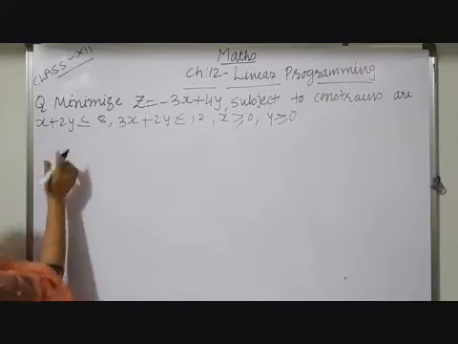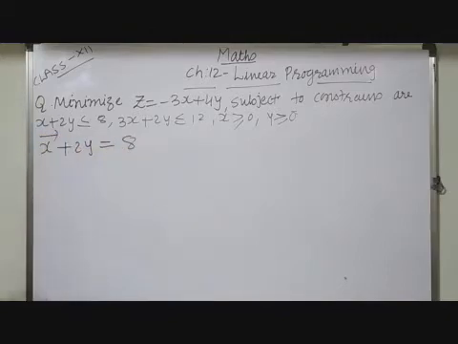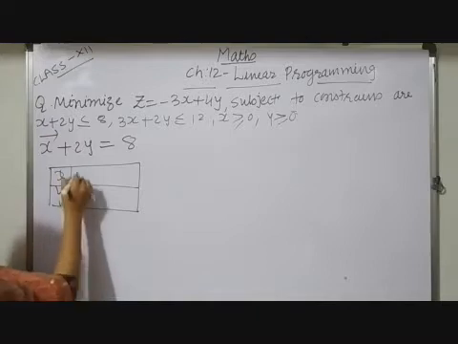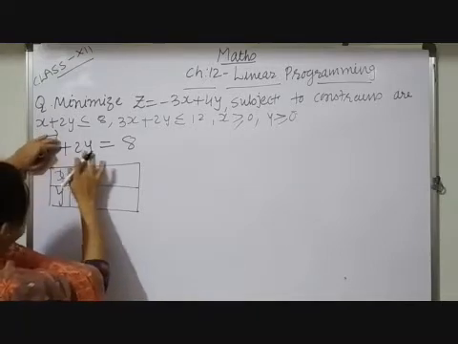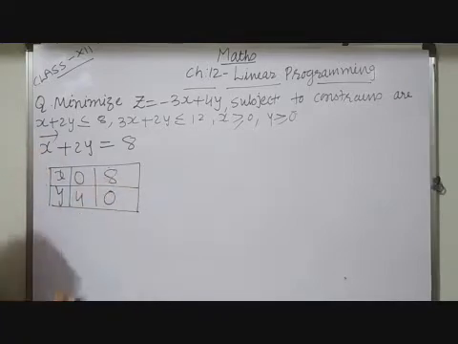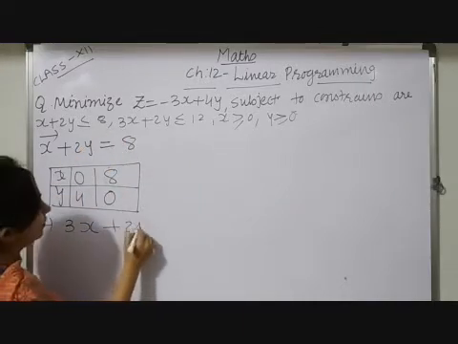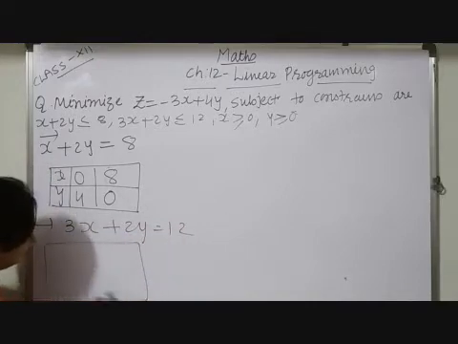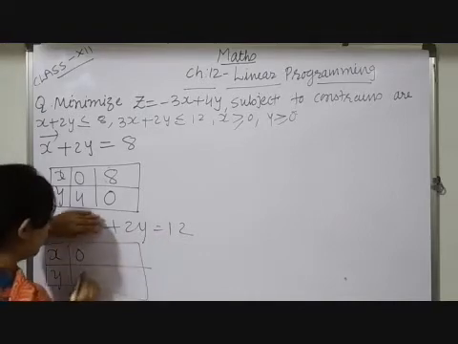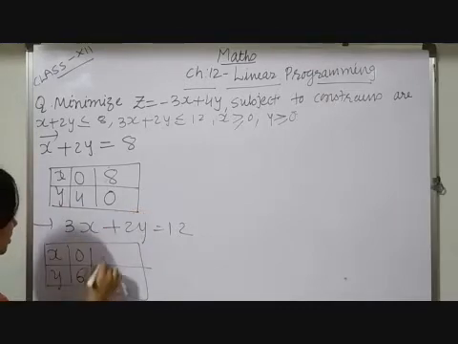Now here this inequality is given, so we have to write it as an equality and then find the values of x and y. If I choose x = 0, then y will be 4, and if I choose y = 0, then x will be 8. Similarly, we take the second inequality and write it as an equality, 3x + 2y = 12, and find its coordinates. If I put x = 0, then 2y = 12, so I get y = 6. If I put y = 0, then 3x = 12, so x = 4.